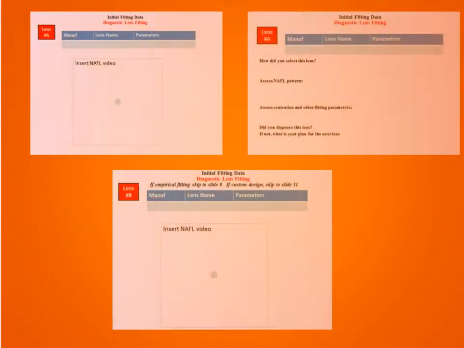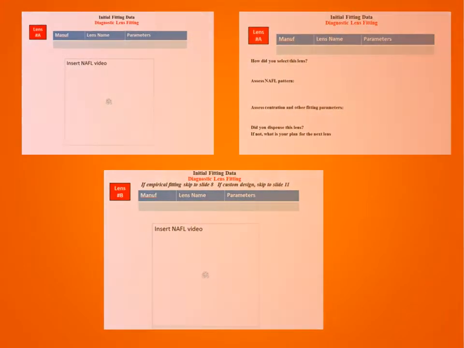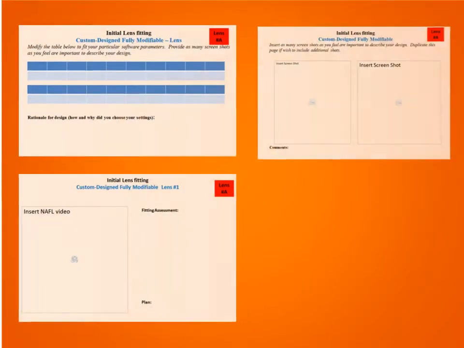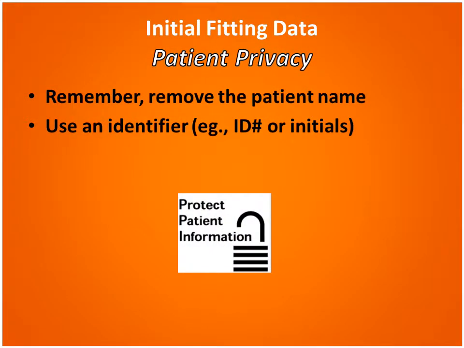And you can see here are the templates for diagnostic fittings for, this would be a trial lens. And then this page is for fully modifiable. And what we really want from a fully modifiable is that you enter the lens parameters or give a screenshot so that we can see exactly what the curves were that you selected. Remember, when you are showing patient information, make sure you remove all the patient identifiers. Just use ID numbers, but don't use the patient's name.